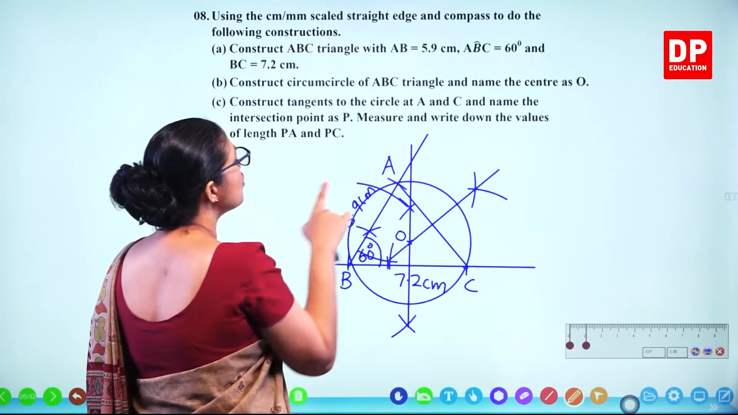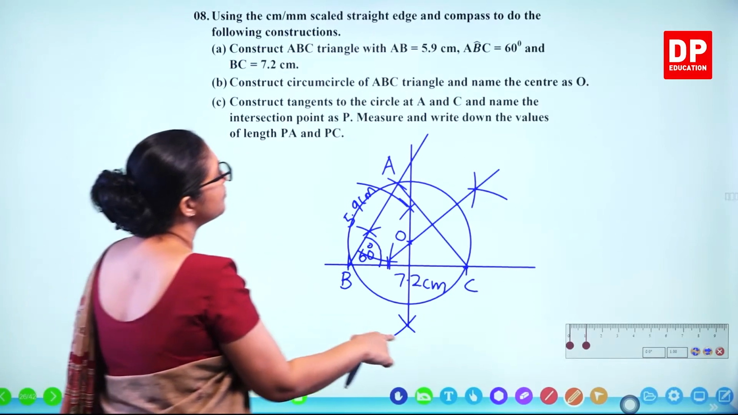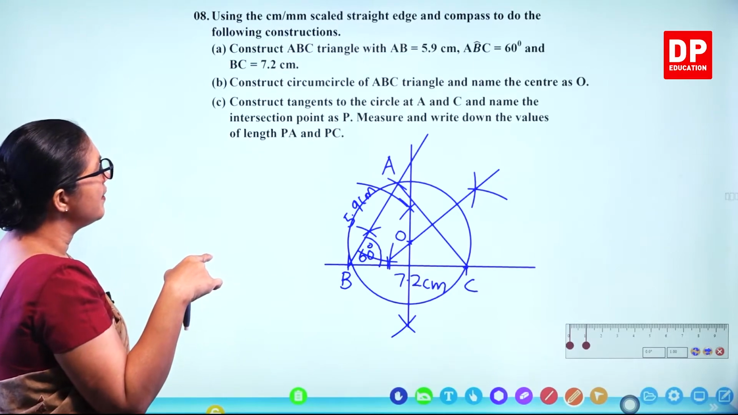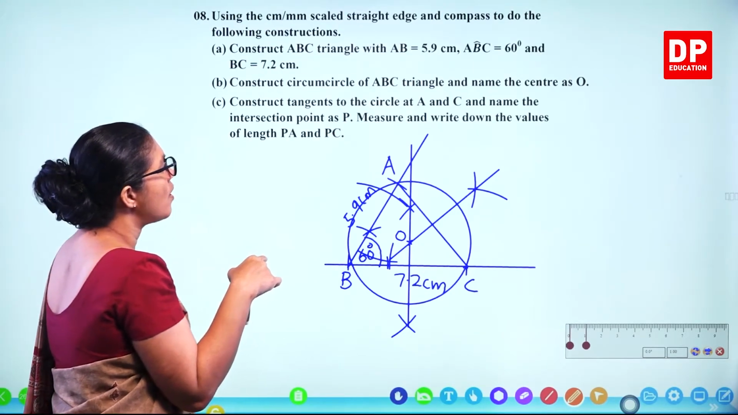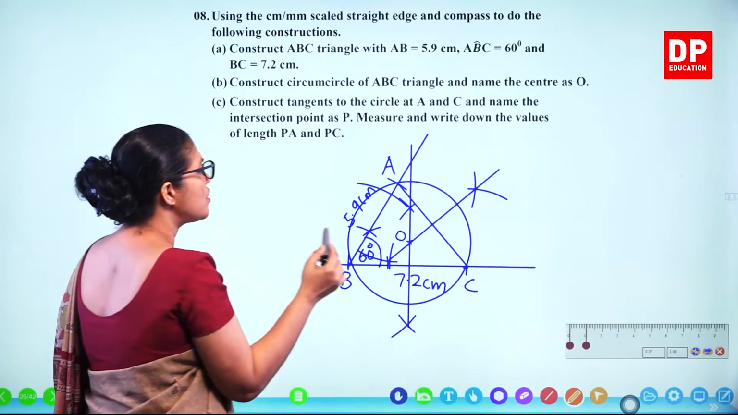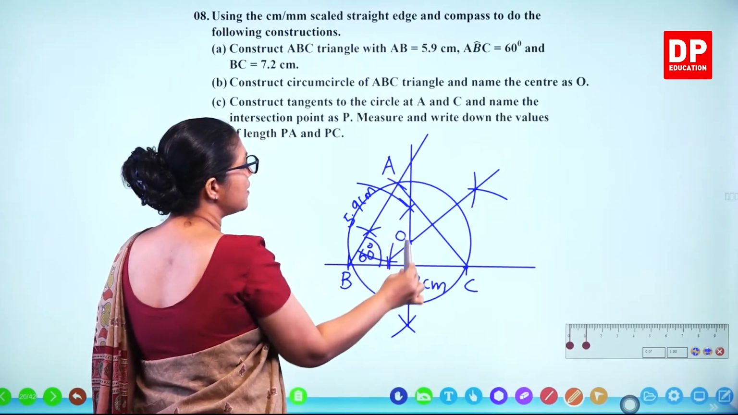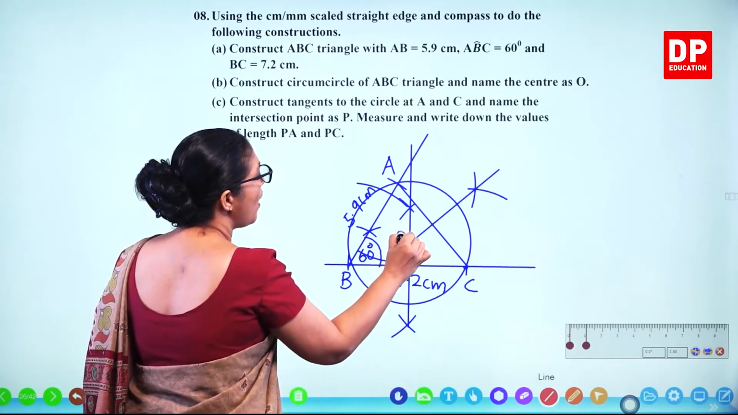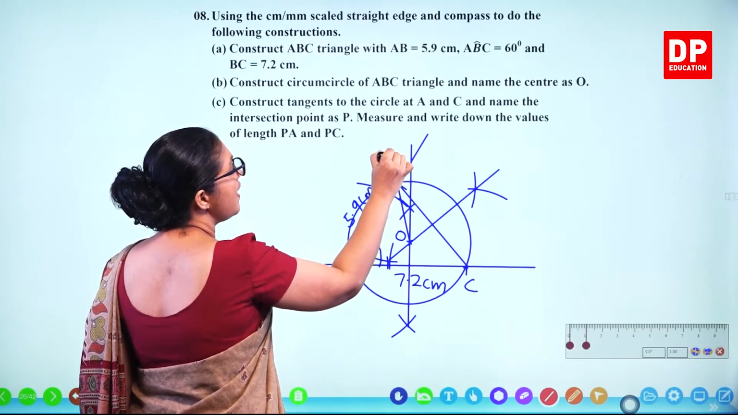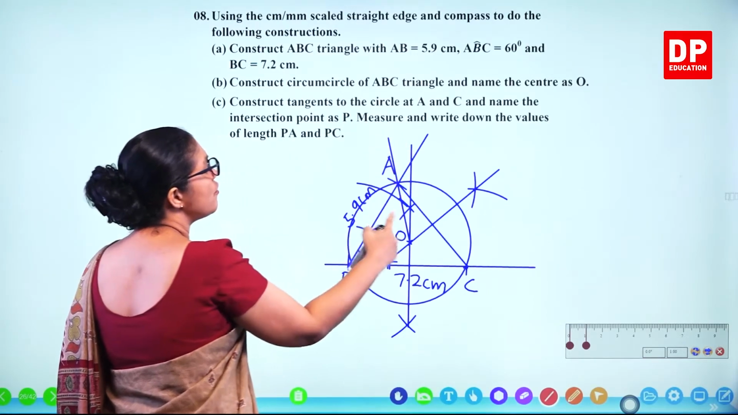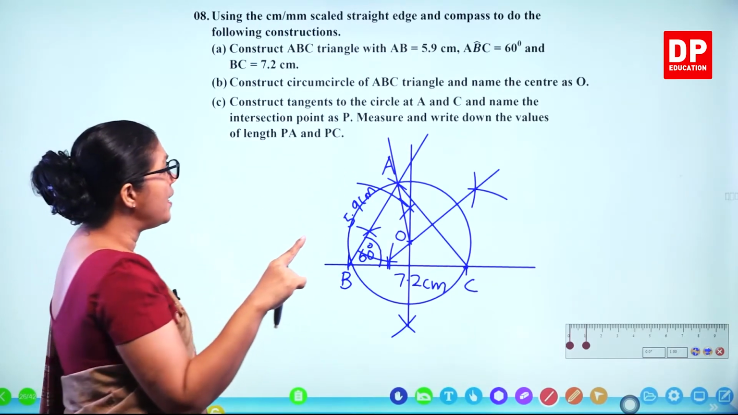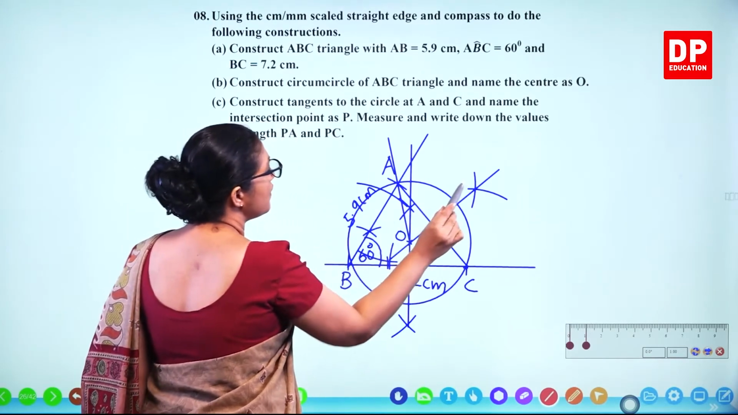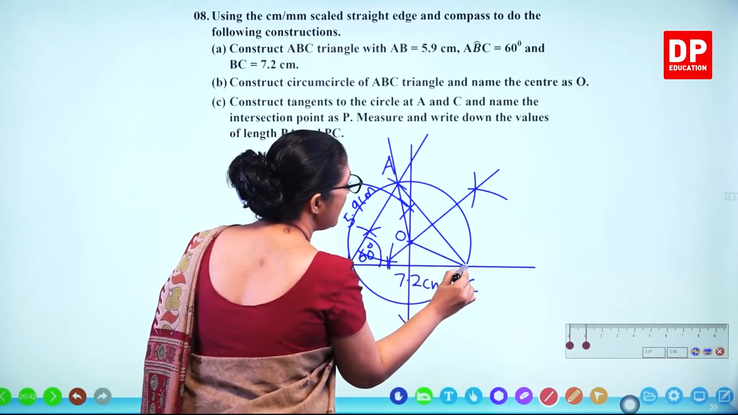Construct tangents to the circle at A and C, and name the intersection point as P. So how do you draw a tangent? Now we have to connect O and A first. When you connect O and A, that's the radius. If we draw a perpendicular line to that, you can draw the tangent. So here also a perpendicular line.